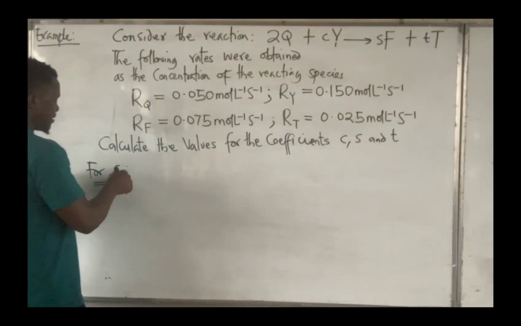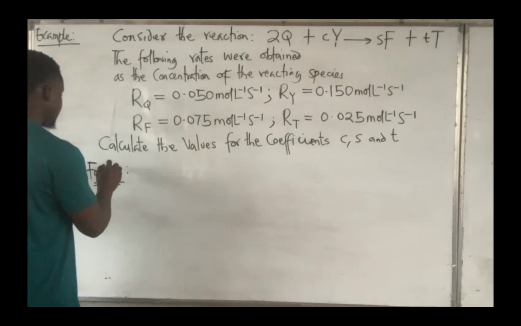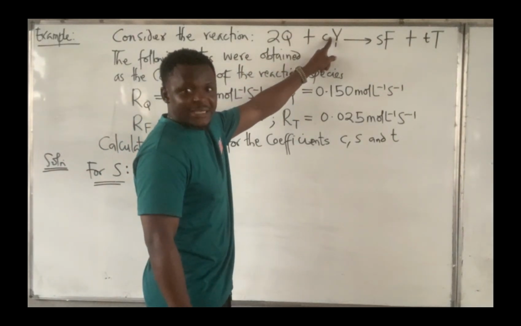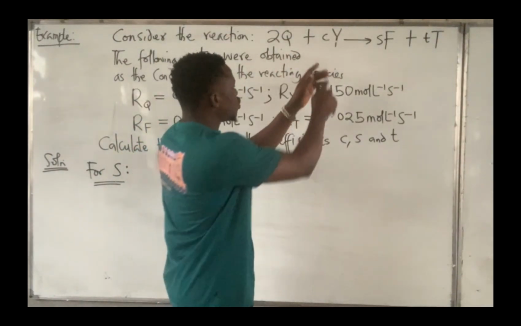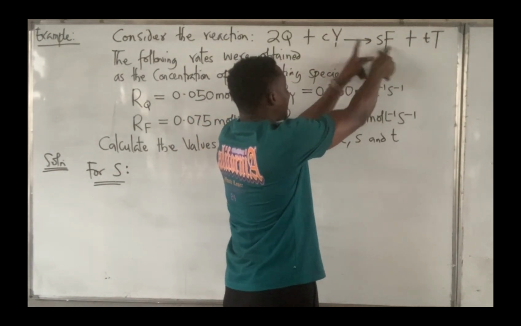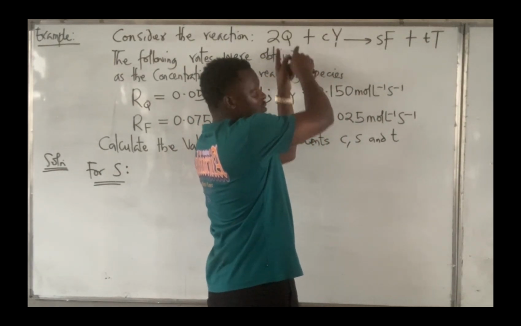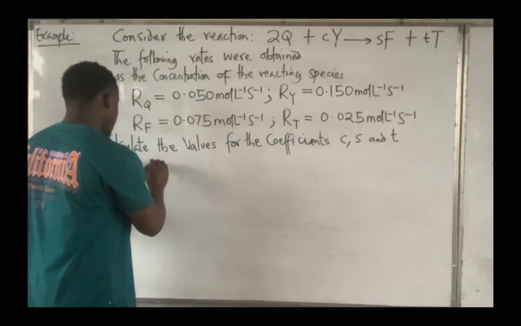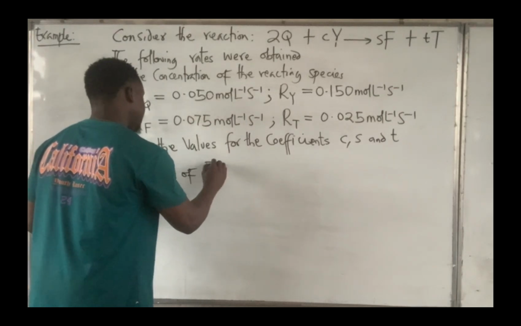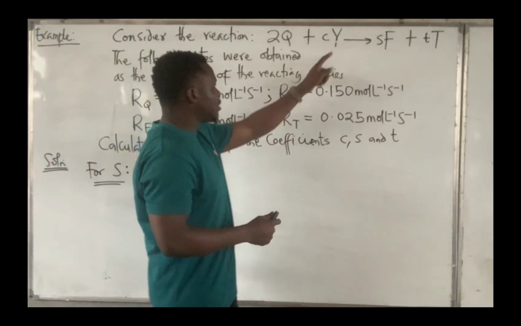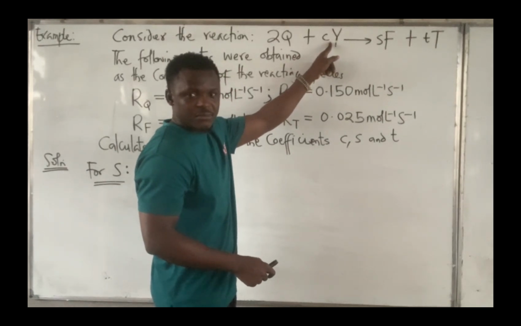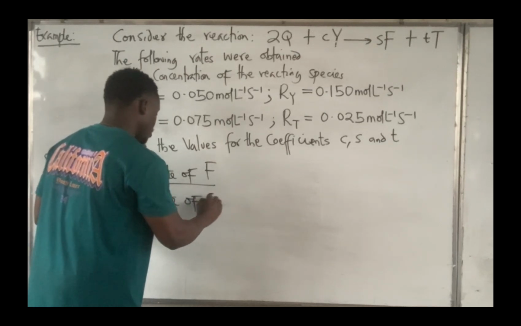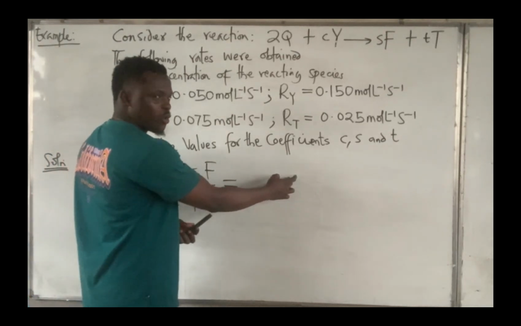I'm going to solve for S, and then later you solve for the last one. Now I know C to be 6, so I can either choose to equate this one to this, or I can still use Q. This is the one I'm looking for the coefficient of. So I'll start with the rate of F all over the rate of Q. There is no need of writing the coefficient you do not know.